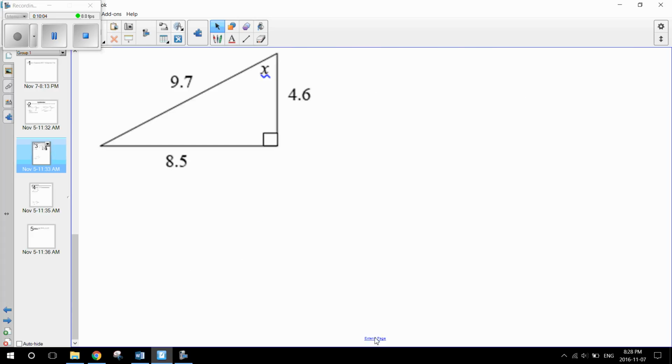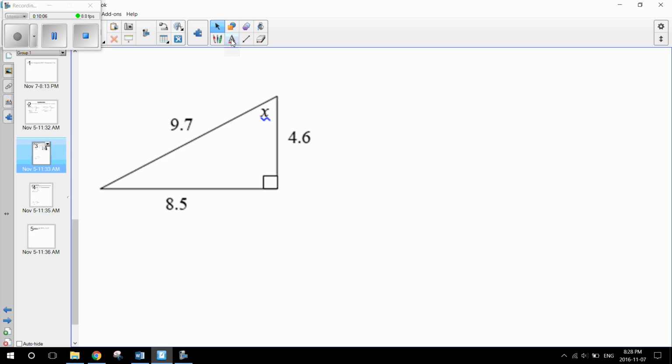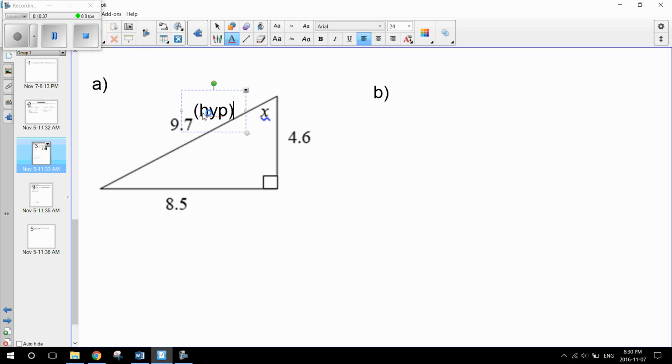So we have our next triangle here. So we're doing the exact same steps. We're looking for our labels. We want to label our hypotenuse, adjacent, and opposite. And then we're going to find those three ratios again. Okay, so our first one is to label our hypotenuse. So again, remember our hypotenuse is the one that is opposite to this 90-degree angle and the one that is the biggest side. So that's the 9.7. So we label that as our hypotenuse.